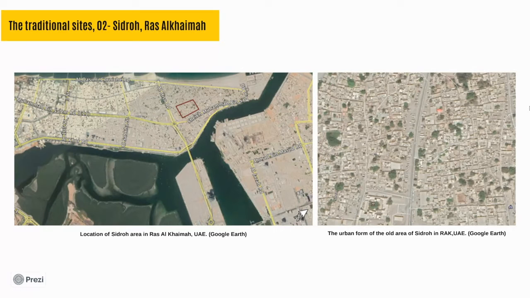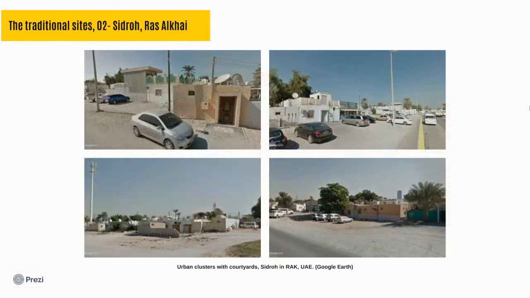The second site is Sidro area in Ras Al Khaimah. The location and the general urban form and layout are illustrated in these images as well. The Sidro area represents the old low-medium density traditional urban form, with compact urban clusters and narrow alleyways ranging from 2 to 3 meters wide. The building blocks are low-rise with 1 story height.